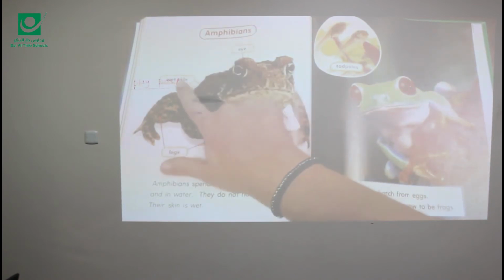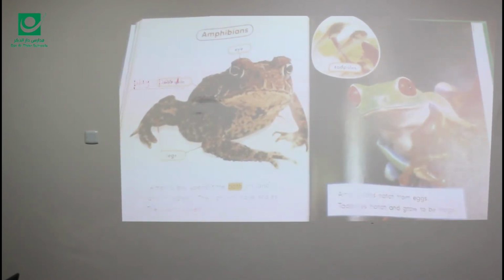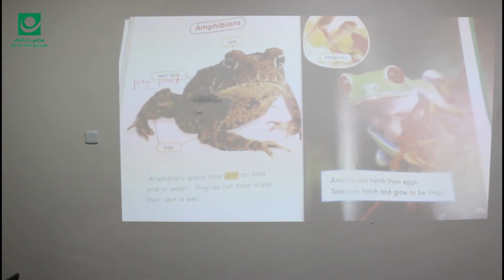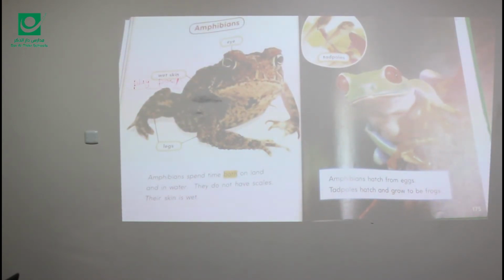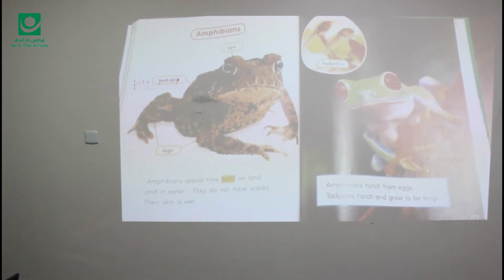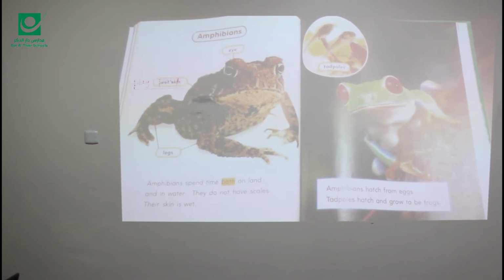Amphibians. Eye, wet skin, legs. Amphibians spend time both on land and in water. They do not have scales. Their skin is wet. Amphibians hatch from eggs. Tadpoles hatch and grow to be frogs.